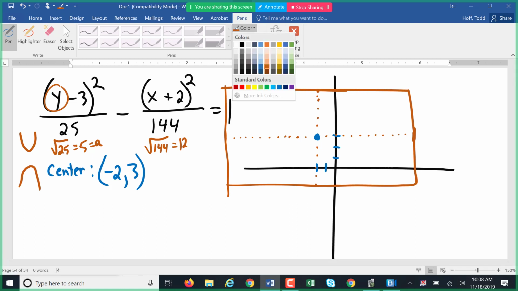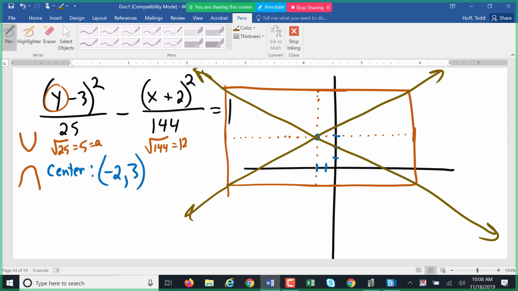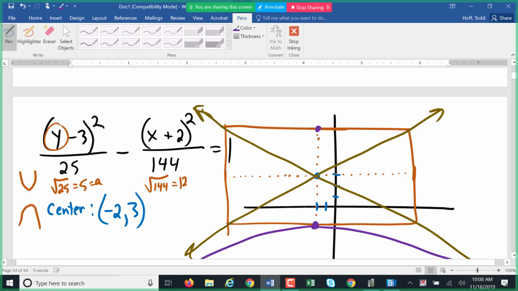So our asymptotes go through the center and through opposite corners of that box, like that, and like that. As we saw before, we already have basically the information to sketch our hyperbola, because the vertex of the lower one is going to be at that box, tangent to the box, going like that, approaching the asymptotes. The one on top, again going out, approaching the asymptotes.